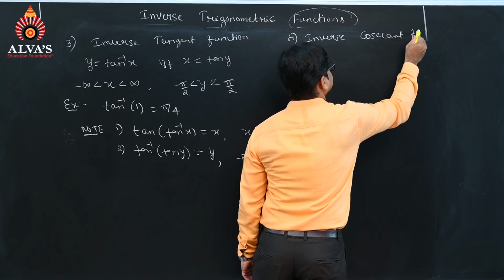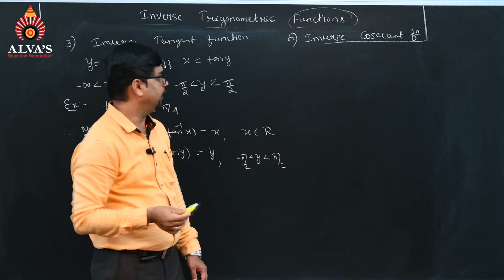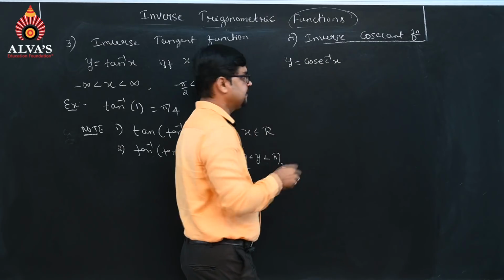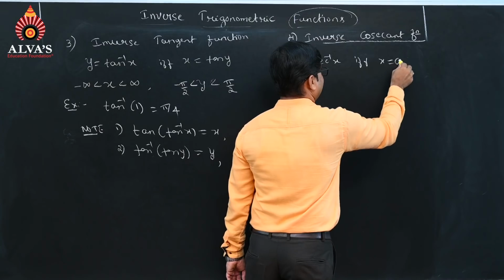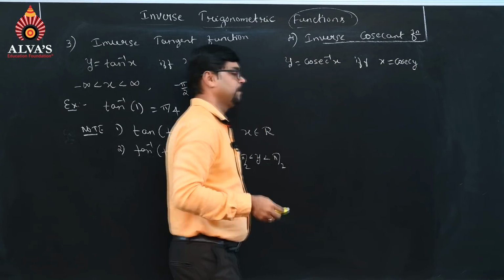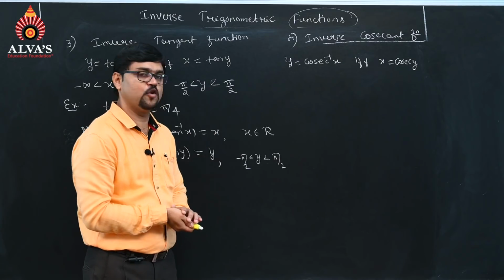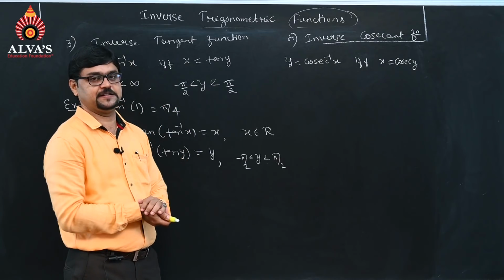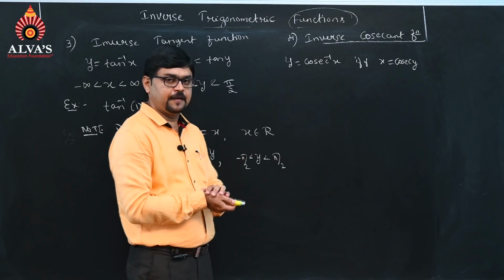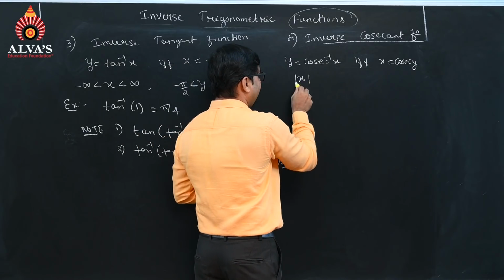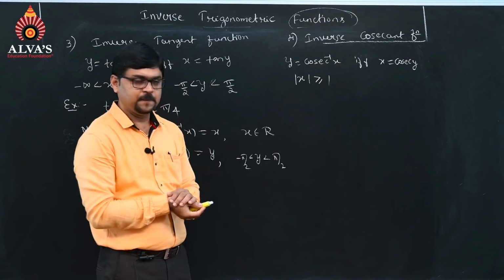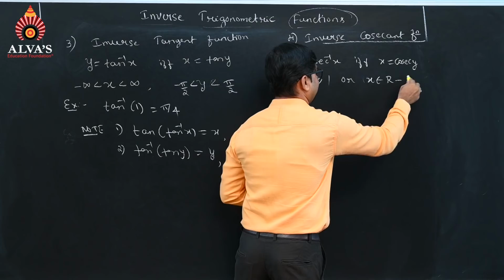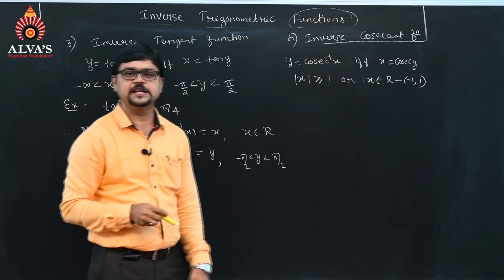So the fourth definition is the inverse cosecant function. The inverse cosecant function can be defined as y equals cosecant inverse of x if and only if x equals cosecant y. And remember, what will be the domain of this cosecant inverse x? You have to recall the range of cosecant x. In the previous discussion I said that mod x should be greater than or equal to 1, or we can write x belongs to the set of all real numbers except minus 1 to plus 1.